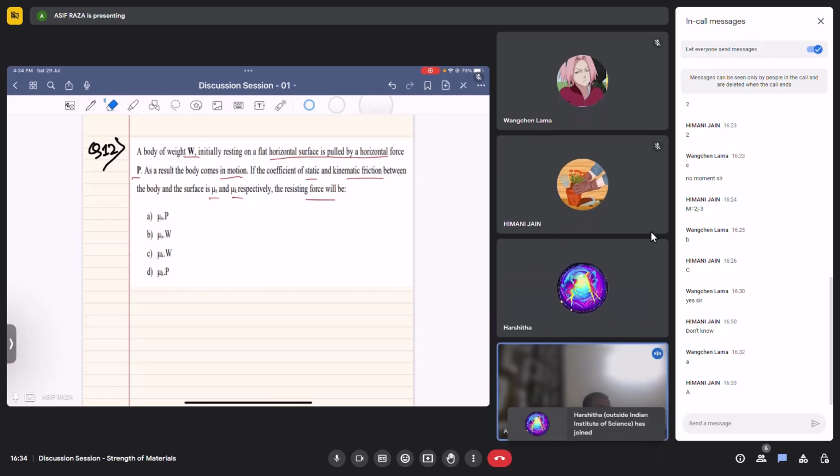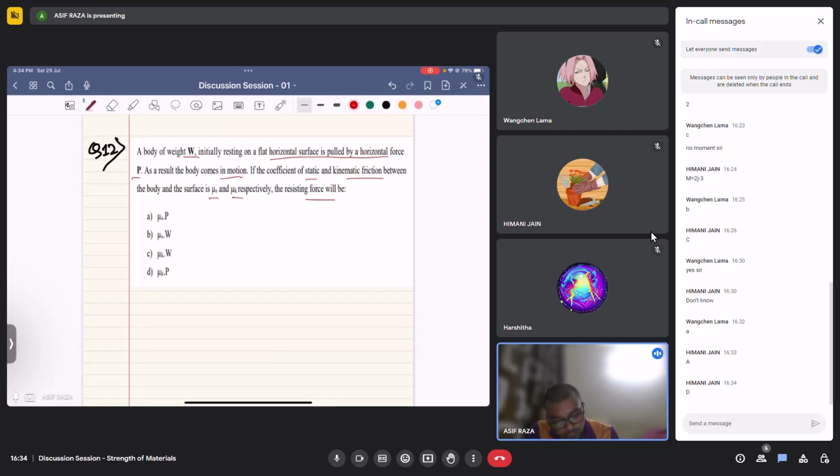So what do you guys think? What is the answer? I'll try to draw the free body diagram of this question. So suppose this is the ground. We have a body of weight W on a flat horizontal surface and it's pulled by a force F. Okay, let's draw this differently. By pulling this, the force F, okay, P, sorry, it's P.